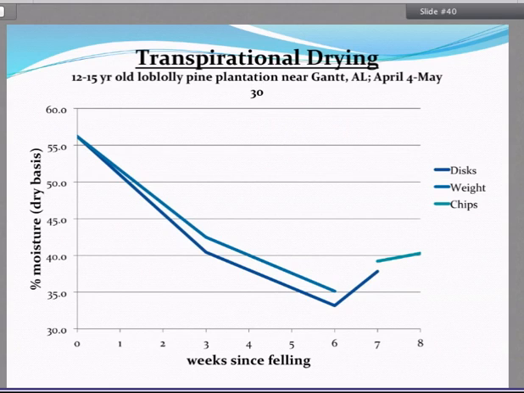What you can see there is the graph of what the drying looked like. They only sampled a few trees, and they assumed that everything started at that 56% moisture content. But you can see that in 3 weeks and then at 6 weeks, the moisture content went from above 55 down to 40 and then dropped all the way to 35. That was on the disc samples that they took and the weight of the trees. And then they actually sampled the chip van after the material was processed. You can see in the woods the sample moisture contents are down around 35%. When they sampled off the chips that were blown in the back of the van, it was more like 40%.